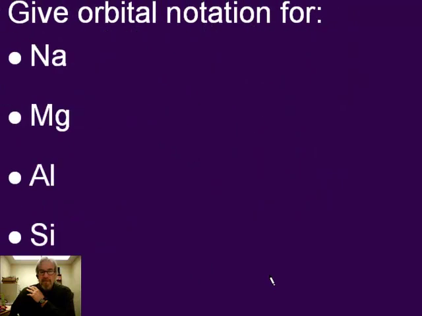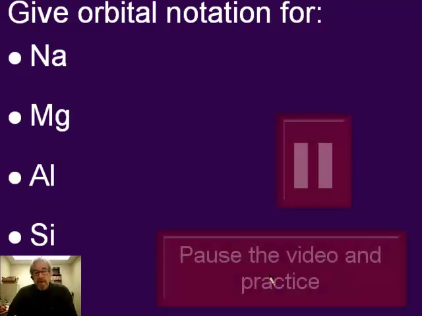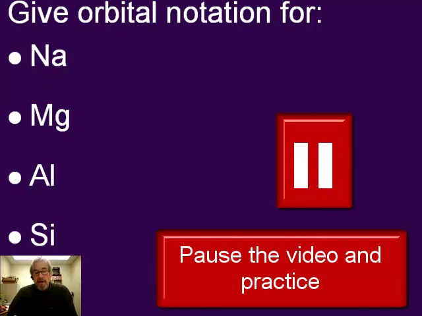Okay, it's time to stretch out a little bit and go to sodium, magnesium, aluminum, and silicon. You're going to have to probably look at the chart again, the energy chart, to figure out what the electron configuration notation should be, and then build an orbital notation from there.